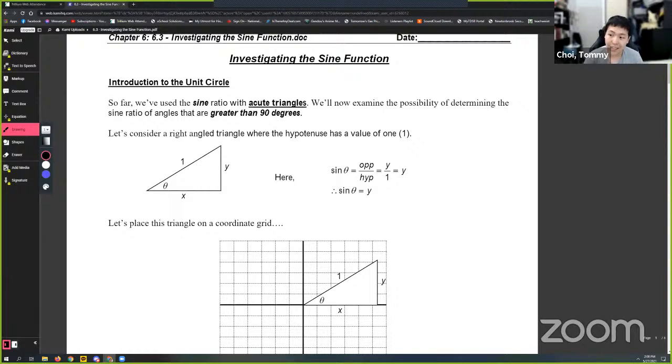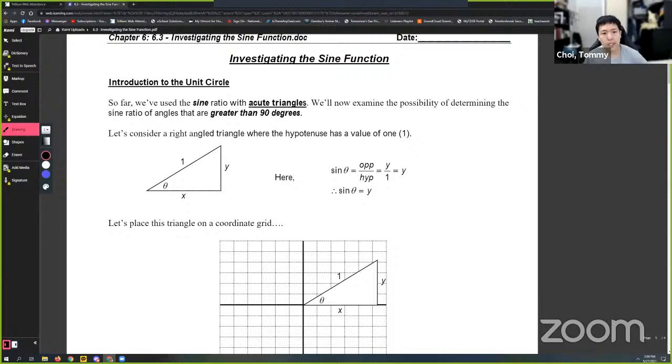So we want to dive into that detail within this unit: what is the sine function, what does it look like, what are the properties, how do I graph it? Now that we know how to do the calculation, let's dive into why those calculations work in the first place.